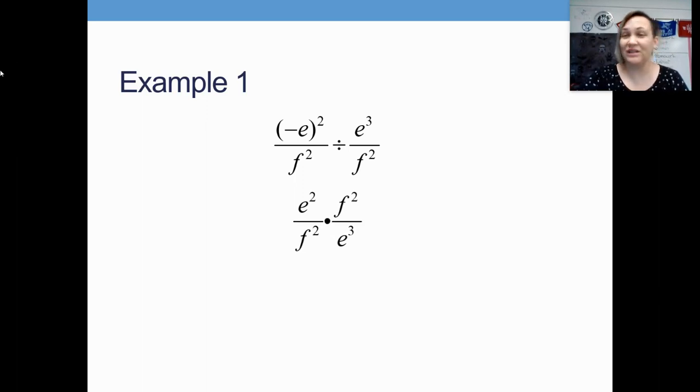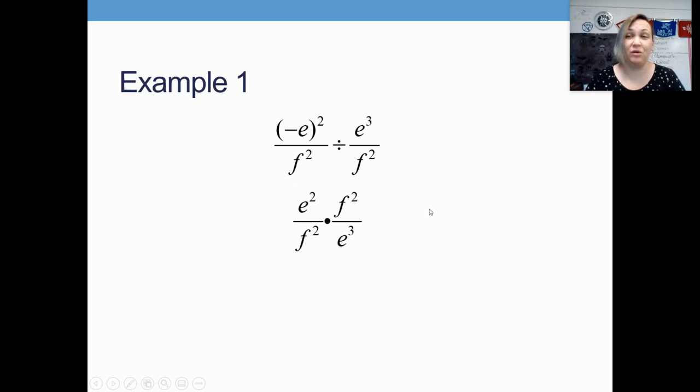Now, there's a little bit more to this one than just the division sign. So I have this negative e in parentheses with a square on the outside. And you know, when you square a number, you're multiplying it by itself. So this is saying negative e times another negative e. And so that becomes a positive e squared. So I did simplify this a little bit right here. But the main idea of what I did was I took this fraction and flipped it upside down. The f squared's on top, the e to the third's on the bottom. And I changed the division sign to multiplication.